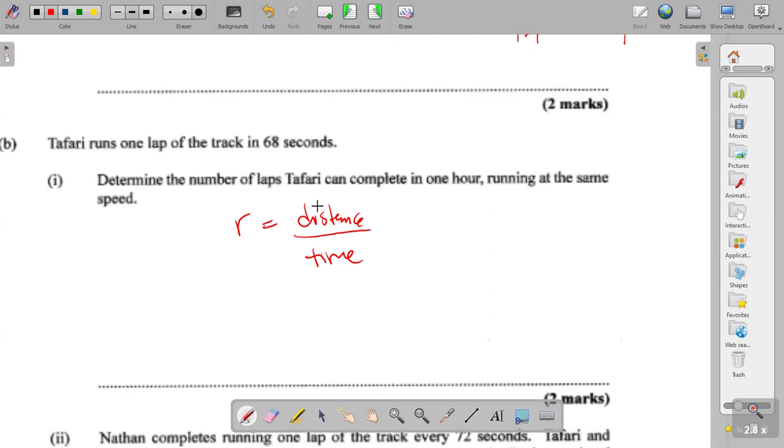No, he's running at a different speed, so we have to calculate that. If he runs 1 lap, we don't know the distance of 1 lap. What is the distance of 1 lap again? 350 over, and we're going to put 350 over the seconds. So meters over seconds, which is 68. So tell me the speed he's running at, because this is a new speed, a new rate.